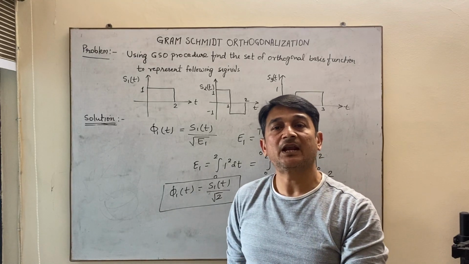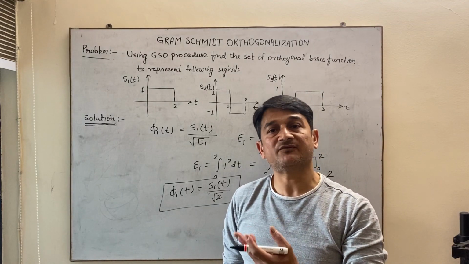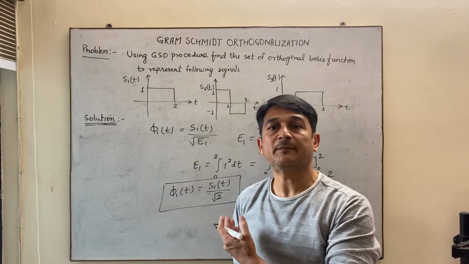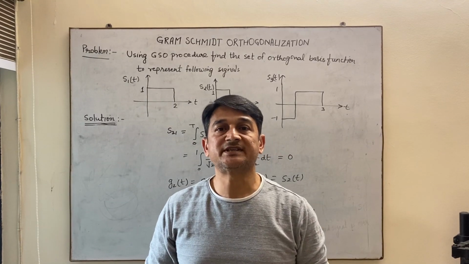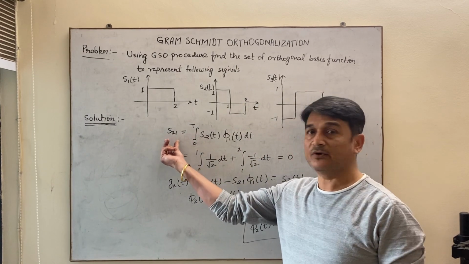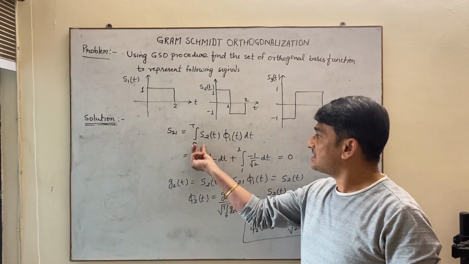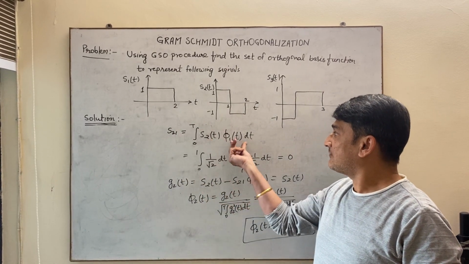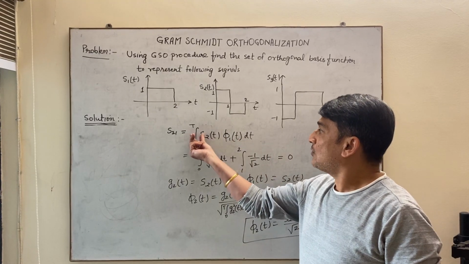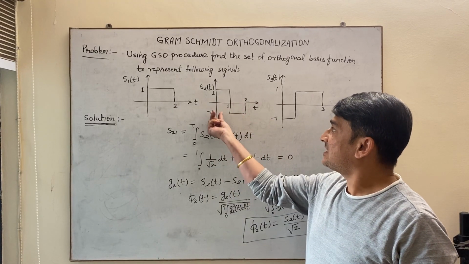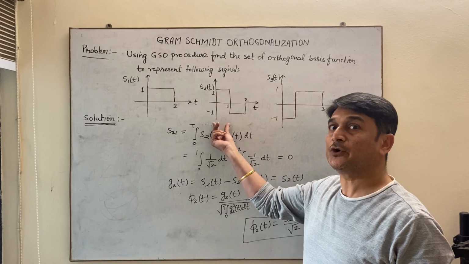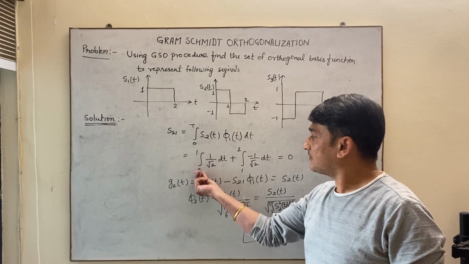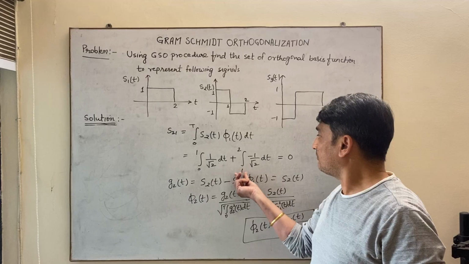Similarly, we will calculate the second basis function phi 2(t) as per the mathematical derivation discussed earlier. For the second basis function, we will first calculate the value of S21, which is integral 0 to T of S2(t) phi 1(t) dt. Now this S2 signal varies from 1 to 2. That means we have to solve this in two parts: one part from 0 to 1, another part from 1 to 2.